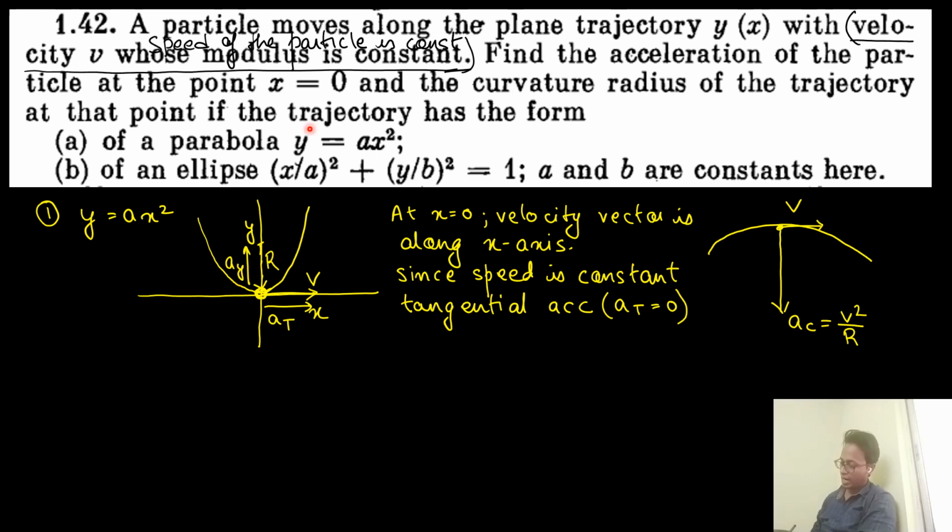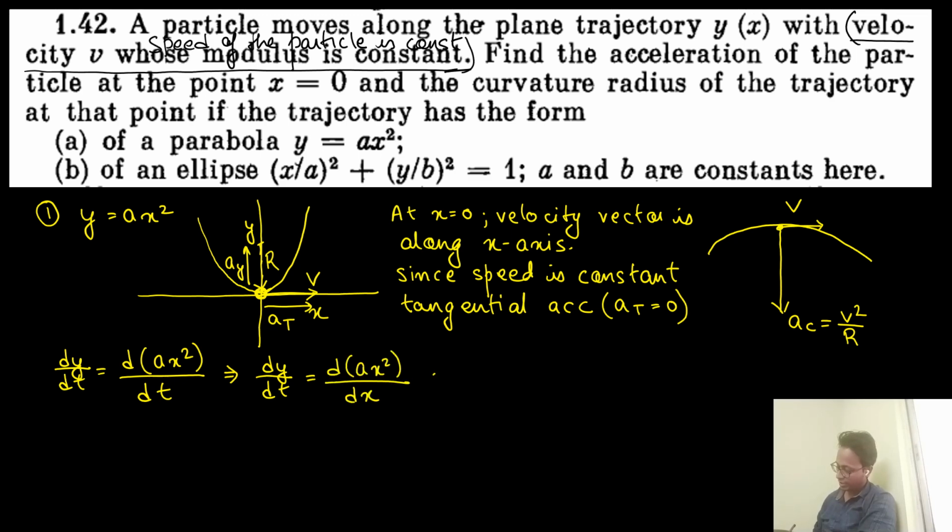Now how do we find it out? Let's see. The equation is y equals ax square. So can I write dy by dt is equal to d ax square by dt? Now in mathematics, in the chapter of differentiation, there is something called the chain rule, which I can write as dy by dt is equal to d of ax square by dx into dx by dx by dt.